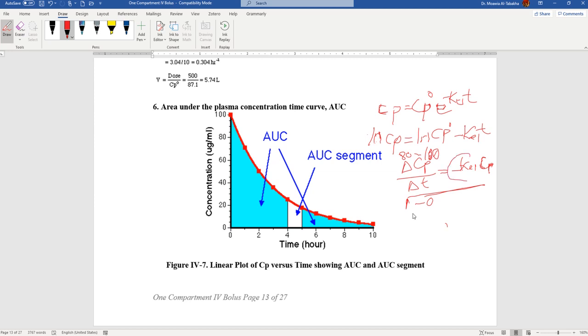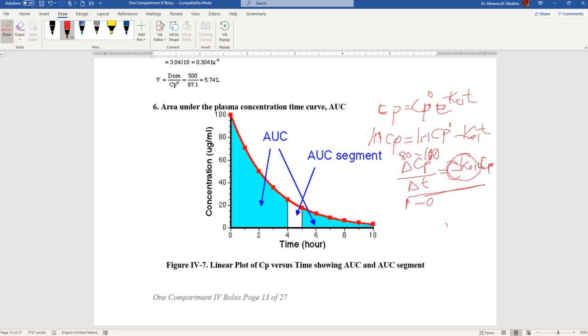This will be equal to Kel. The negative here is just to indicate that this change is negative. Look, 80 minus 100 is negative. That's why we added this one. Kel is the window through which the drug gets eliminated.